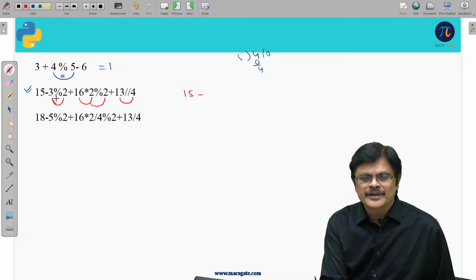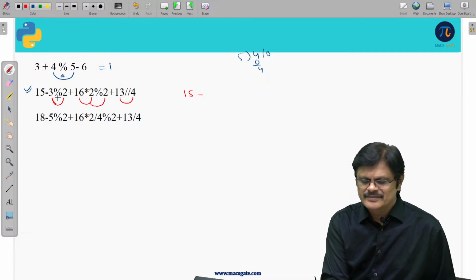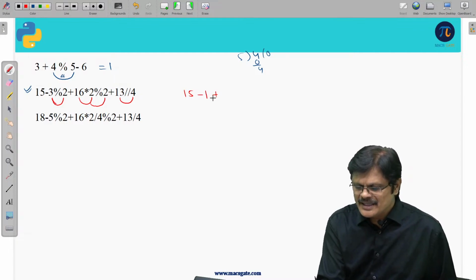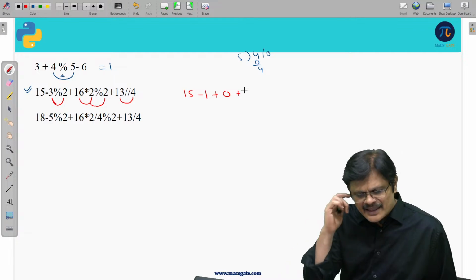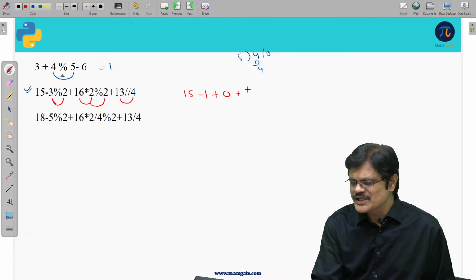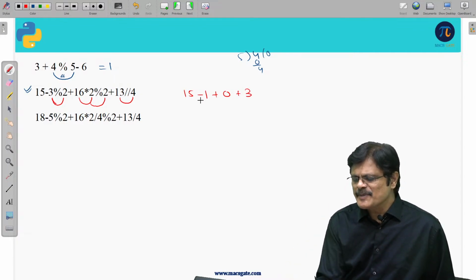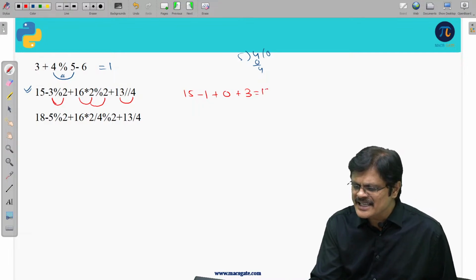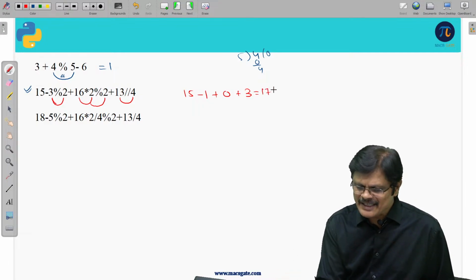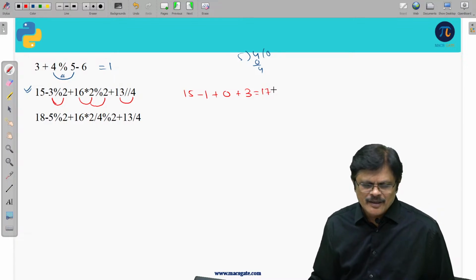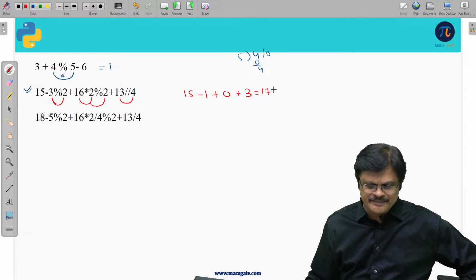3 modulus 2: the remainder when 3 is divided by 2 is 1. Then 16 into 2 is 32, and 32 modulus 2 is 0. And 13 floor division 4: 4 threes are 12, so what is expected is 14 plus 3, that is 17. 17 is the expected answer for this. Let us check that.